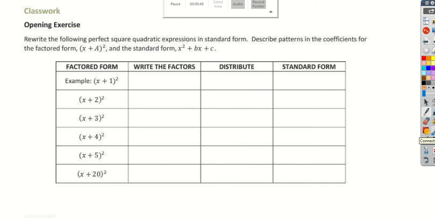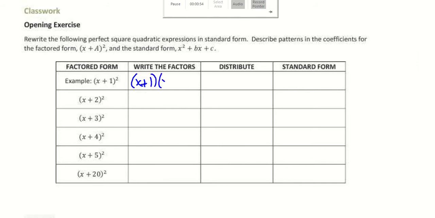So the factored form is x plus 1 squared. So what this actually means is x plus 1, right, times x plus 1. And then when we distribute, we go ahead and multiply the x's through and then the 1 through. So we're going to get x squared. X times 1 is positive 1x. 1 times x is positive 1x. And 1 times 1 is positive 1. So that turns into x squared plus 2x plus 1.